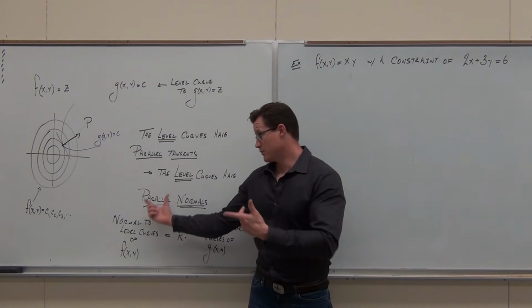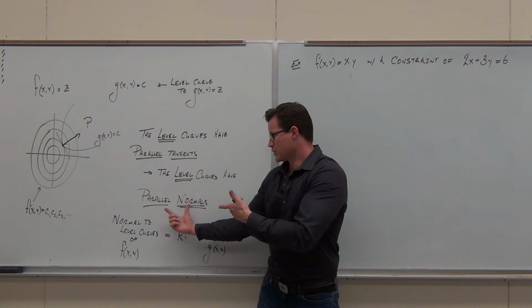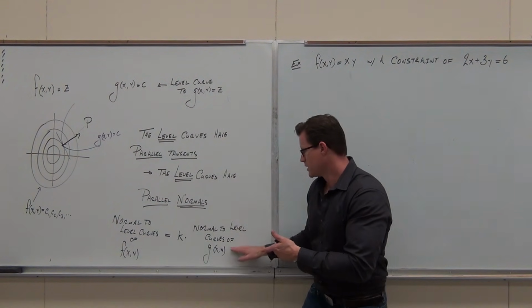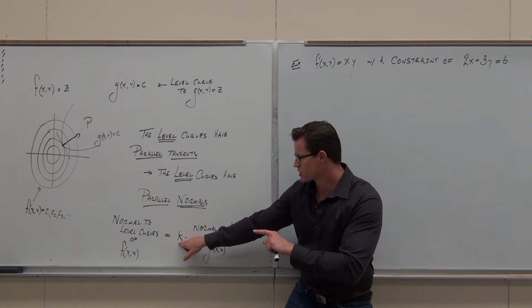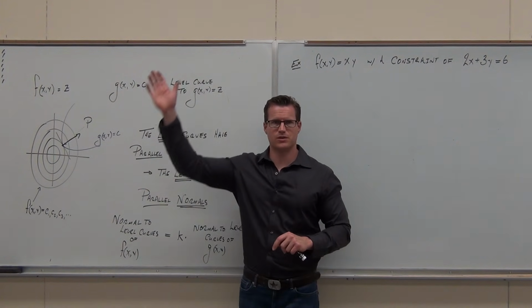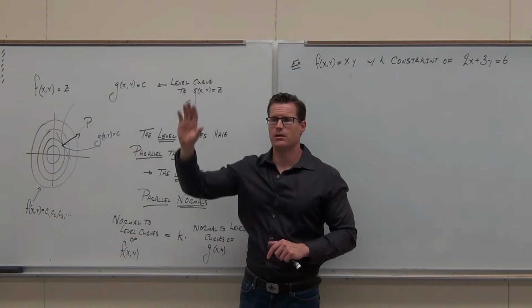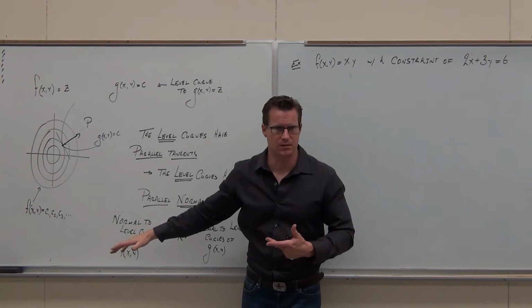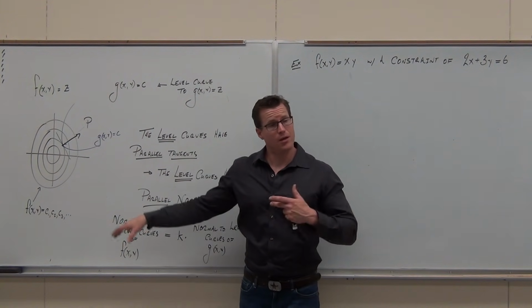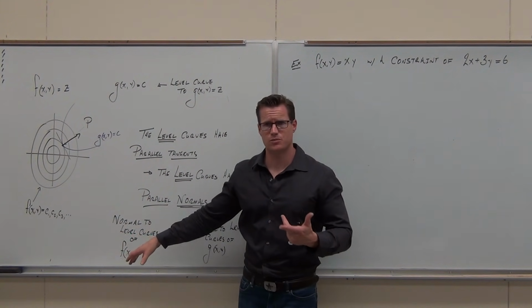If we said this, the level curves have parallel normals. The level curves have parallel normals. They're scalar multiples of each other. Show of hands, do you feel okay with the idea, for real? This is the idea of constrained optimization. This is the idea of something called a Lagrange multiplier.